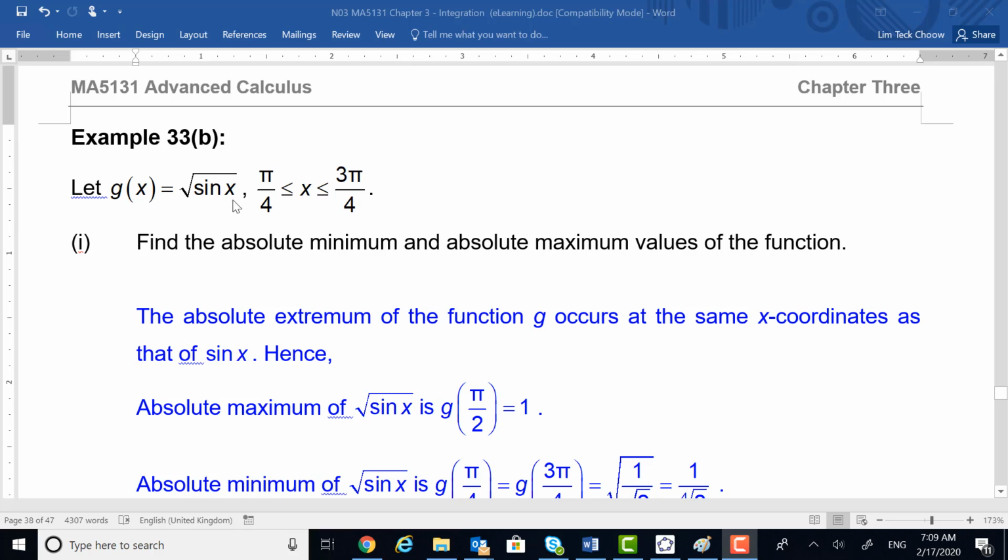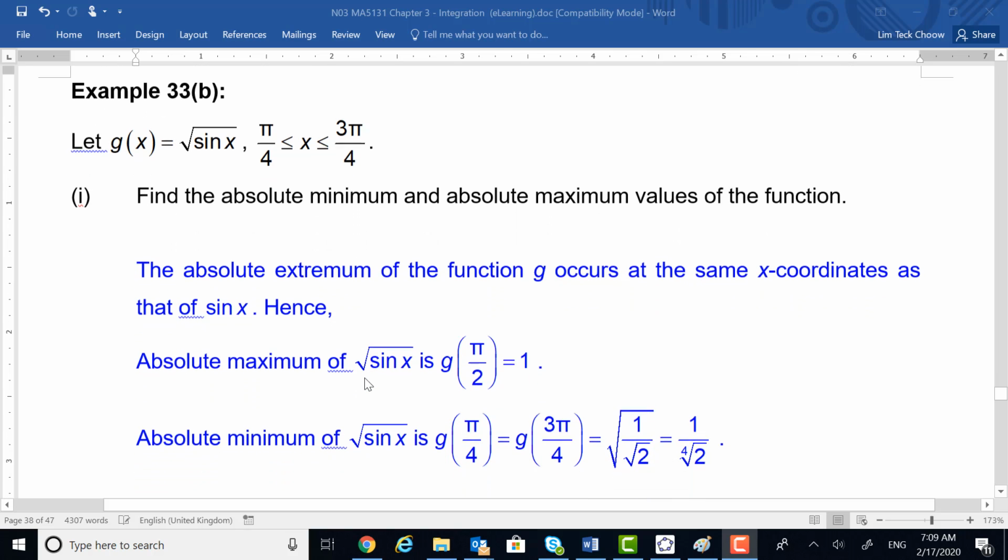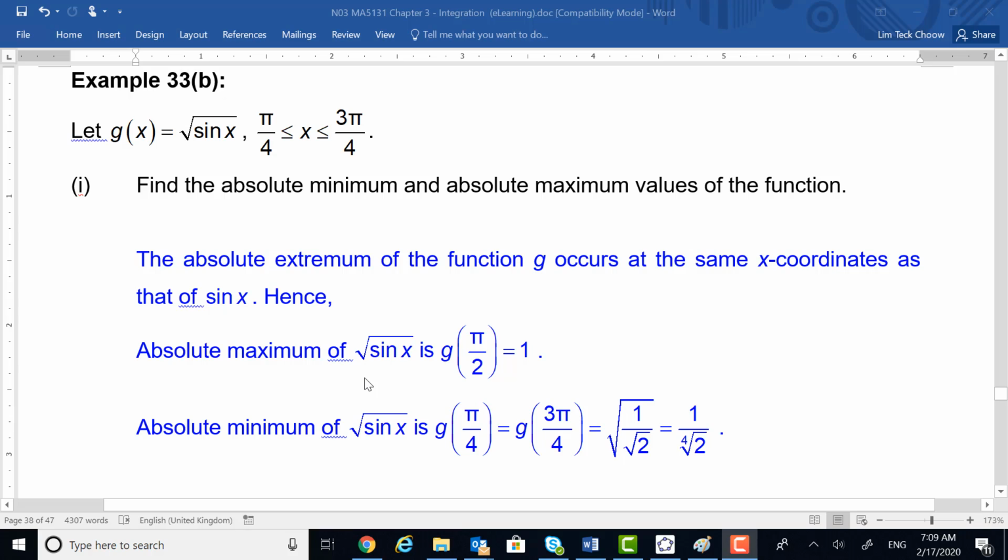Let's now look at the next example, 33b. You are given a function g(x). In this question, you are asked to find the absolute minimum and the absolute maximum value of this function g(x). In this case, again, we should be looking for the absolute minimum and absolute maximum from the critical point and the endpoints. Because we know so much about the function sine x, we know that it has a critical point at pi over 2. And we calculate the value of the function at the critical point at pi over 2, and then we also calculate the values of the function at the endpoints. By comparison, this is the absolute maximum and this is the absolute minimum. Because we use all the knowledge of what we know about sine x, we can get the absolute maximum and minimum quite quickly.